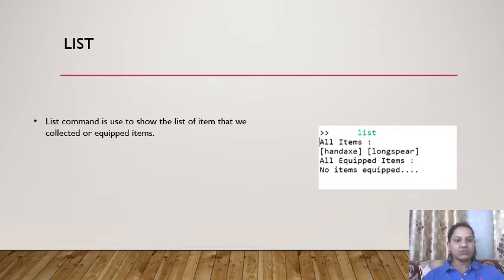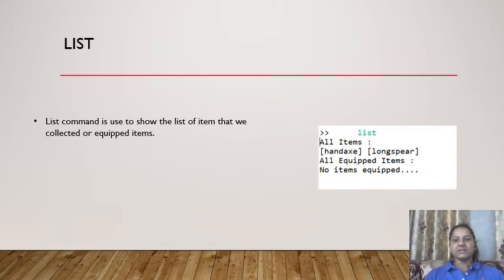After using the move command, we have used the list command. Usually we use it to show the list of the items that we collected or equipped. So here we can see when we use the list command, all items are shown in the item list, which is equipped and non-equipped.